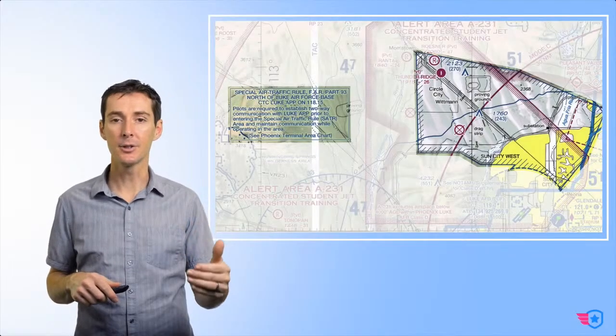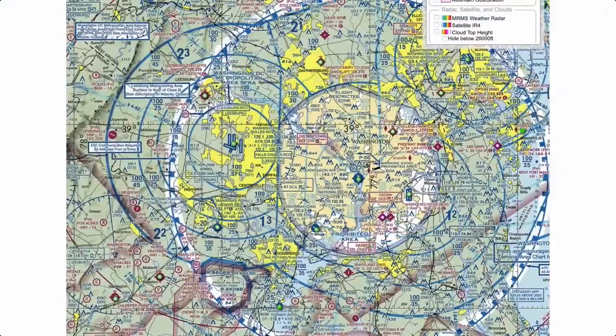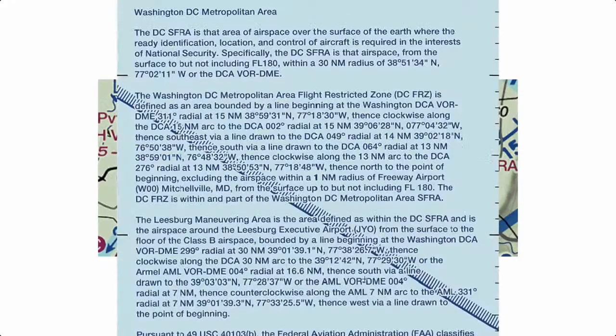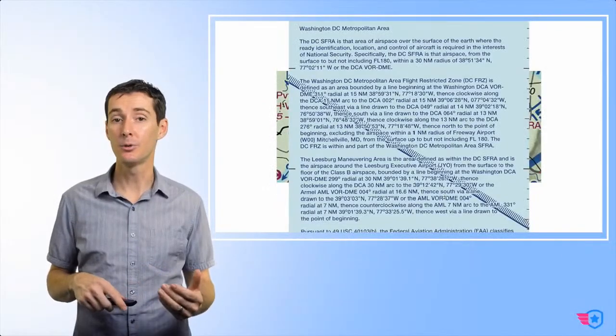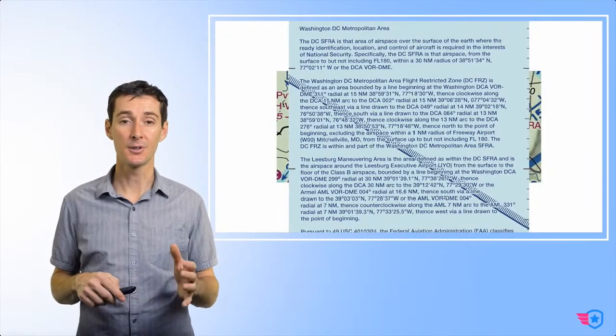But essentially, there's a phone number that you can call and then get some special permission. Here's the one around DC, and if you actually see the detail right here, it says to see the description in the Atlantic Ocean. If you go in the Atlantic Ocean, there's this whole text right here. I'll let you read it if you're interested in it, but basically it goes over every requirement to be flying in that area. Now, the one in DC is very specific. If you're actually going to be flying a manned aircraft in there, you need to do a special course with the FAA before you can get in there, which is pretty intense.